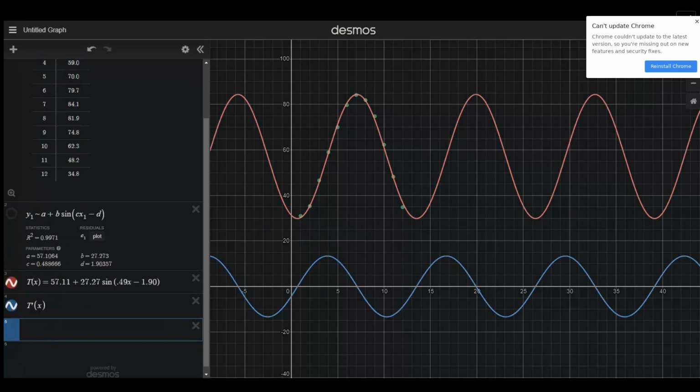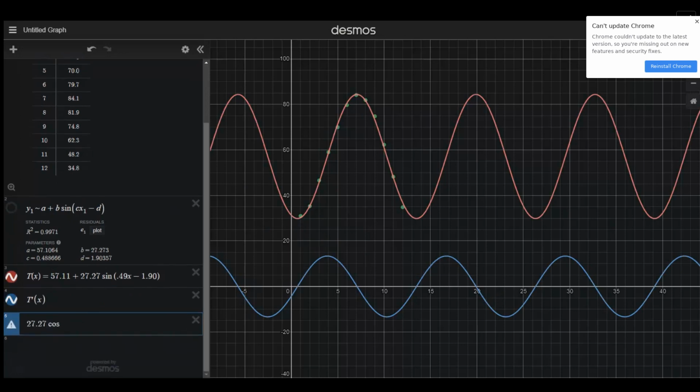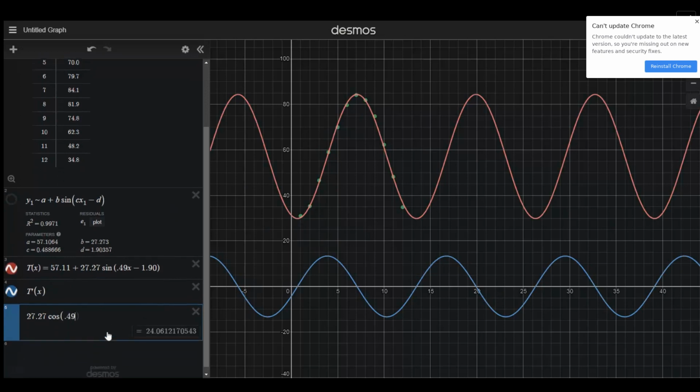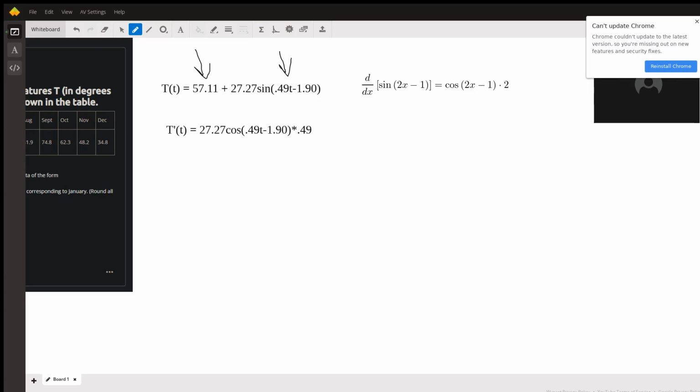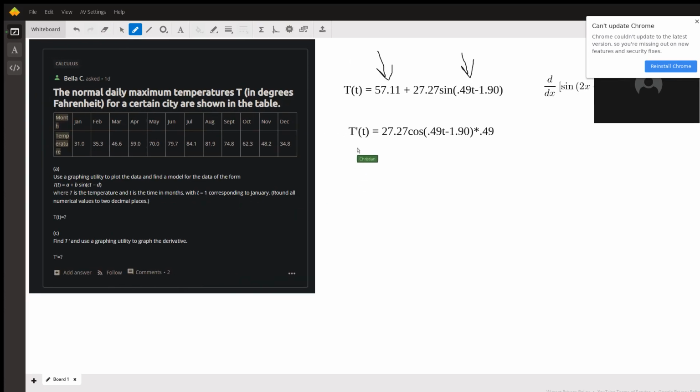Okay, so now let's put in the derivative function that we came up with, and let's see if they match up. Times the derivative of the inside. And you see, it matches up. And so that's all there is for this problem.